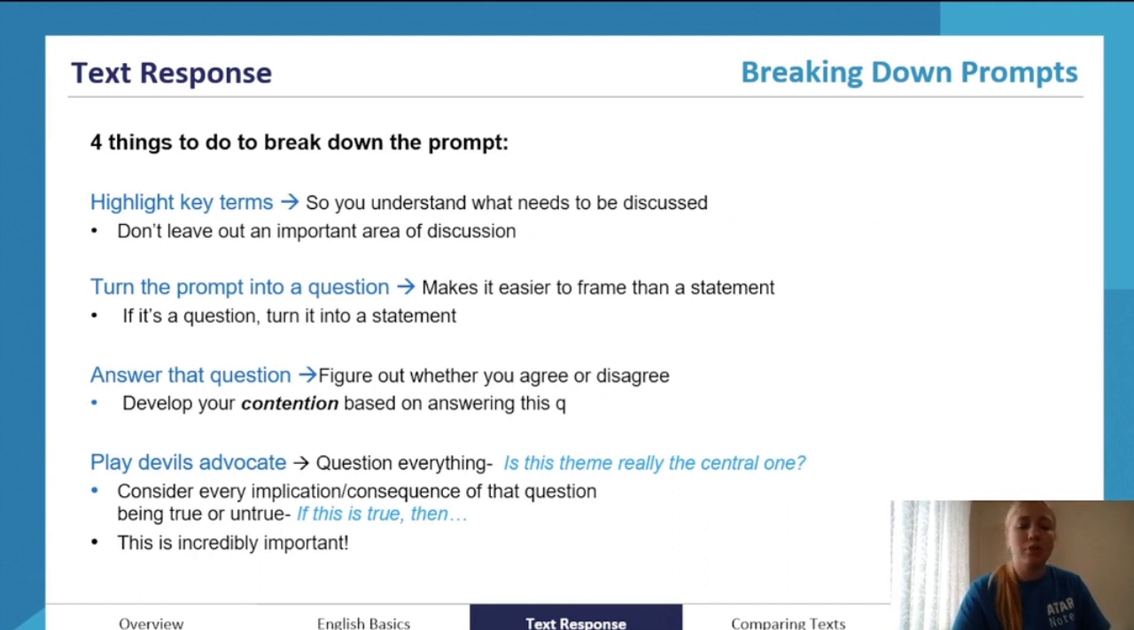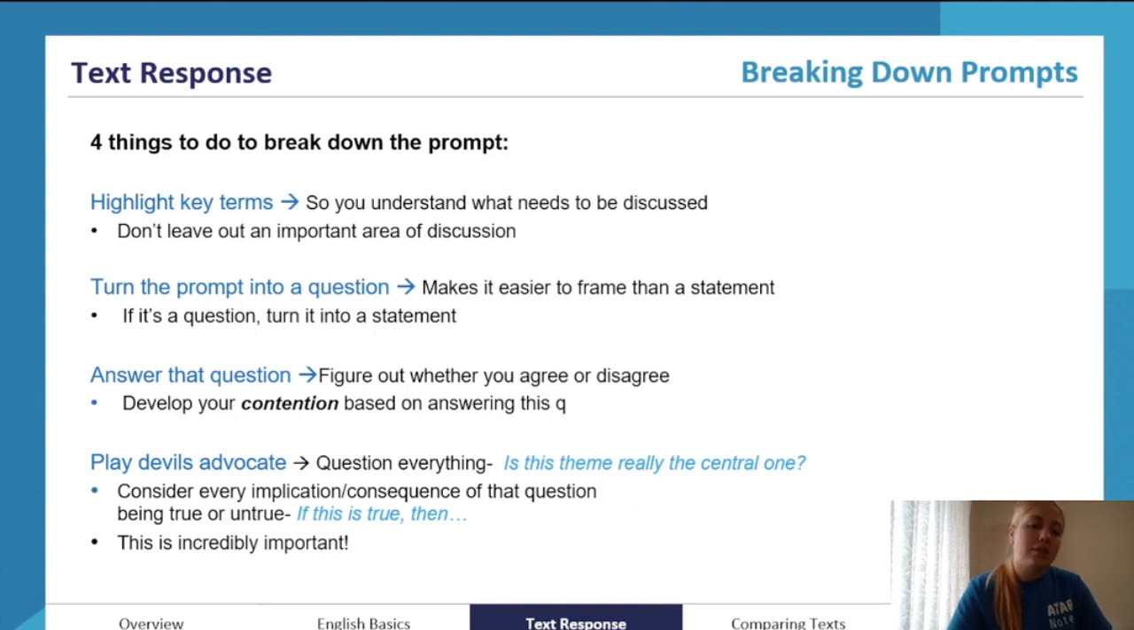You can also turn your prompt into a question to make it easier to frame than a statement, or if it's a question, turn it into statement form. This helps you actively think about the prompt, and especially if you turn it into a question, it directly prompts you to answer the prompt in your contention. So it helps some students, but not others. I personally didn't use this strategy, but if there are lots of faults and issues with your plans currently and they need some improvement, I really recommend using this technique.